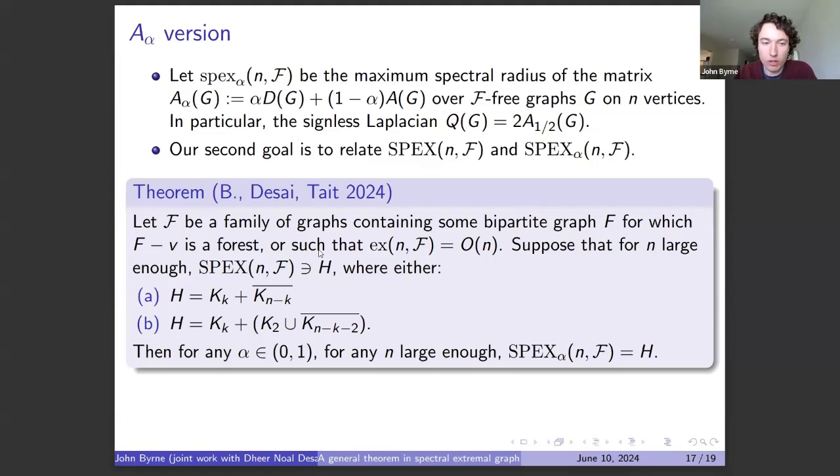So we assume that for n large enough, the spectral extremal graphs contain either the join of a clique and an independent set or that graph with an extra edge in the right-hand side. And for any fixed alpha in 0 to 1, then for n large enough, the spectral extremal graphs and the alpha spectral extremal graphs are the same graph.